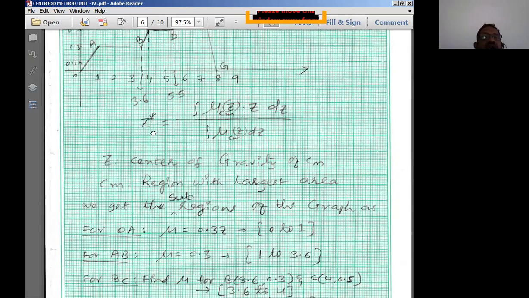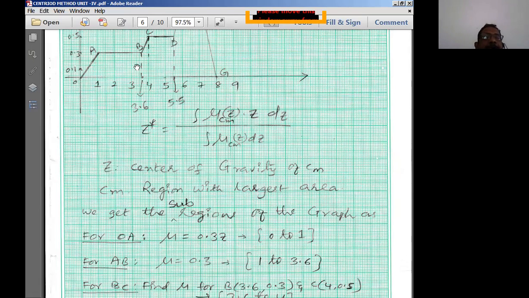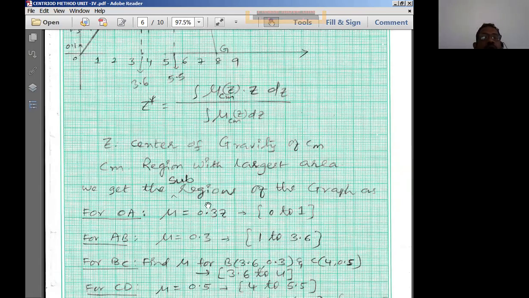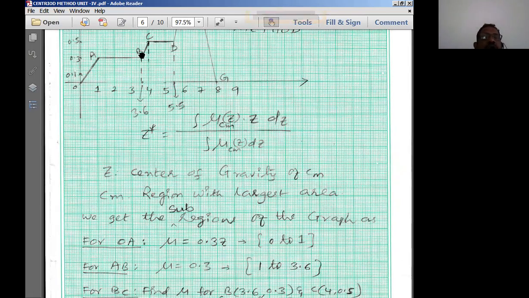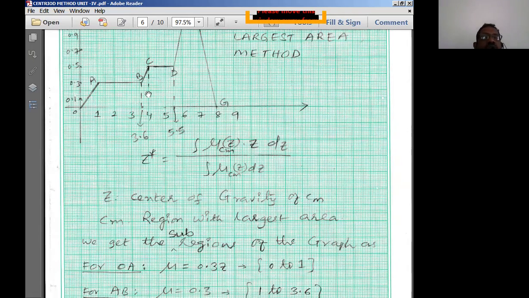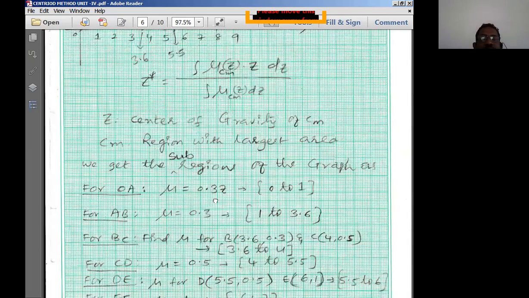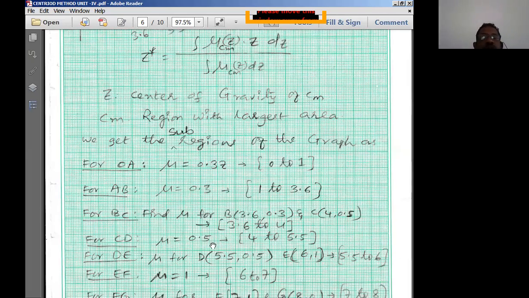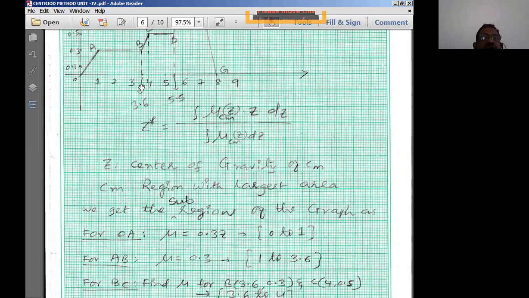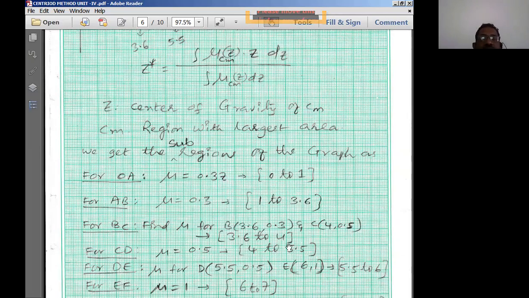For BC, if you see, we cannot get it directly, we have to use the points, because it is starting at the middle. So for finding mu, find mu for the two points B and C. Now what is this point B? Point B, x coordinate is equal to 3.6, y coordinate is equal to 0.3. And coming to C, what is the x coordinate? 4, and y coordinate is 0.5. So this particular mu is varying with respect to the x-axis between 3.6 to 4.